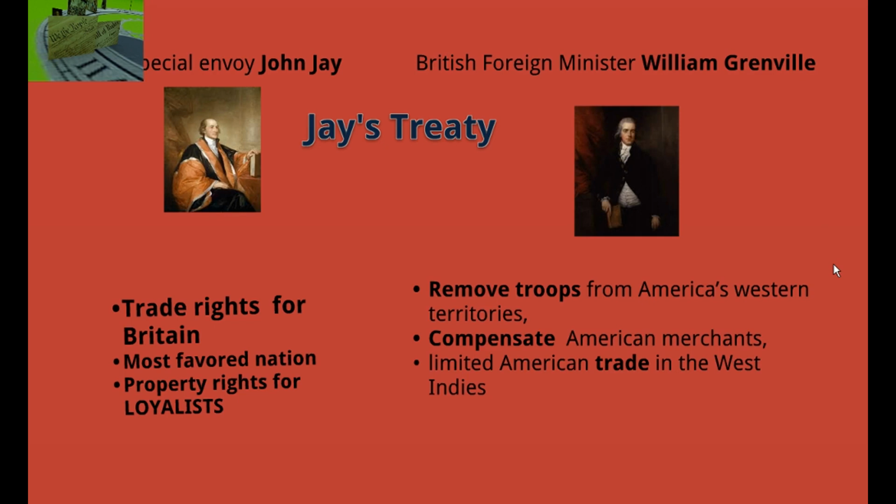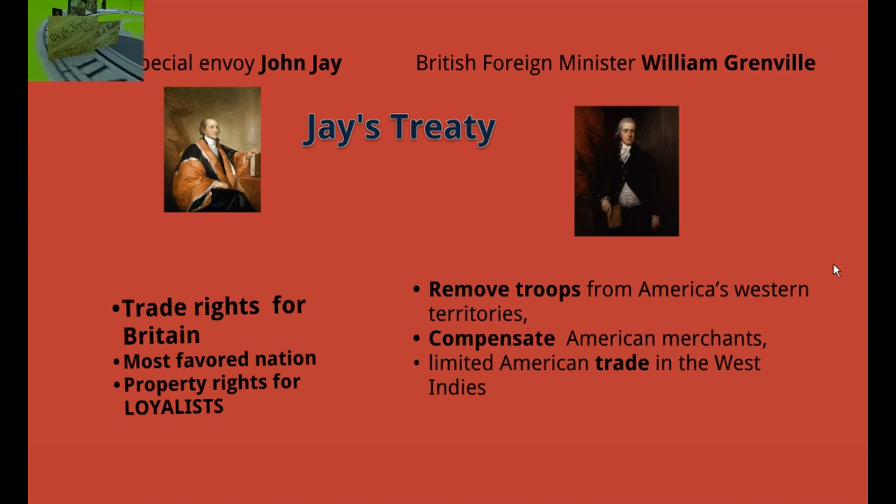In return, Britain is going to remove its troops from America's Western territories. This is important for the United States because Britain, by not respecting its obligations of the Treaty of Paris of 1783, represents a burden, an obstacle towards American expansionist ambitions, especially as Great Britain is assisting the Northwest Indians against the United States government. There is also compensation for American merchants and limited American trade in the West Indies.